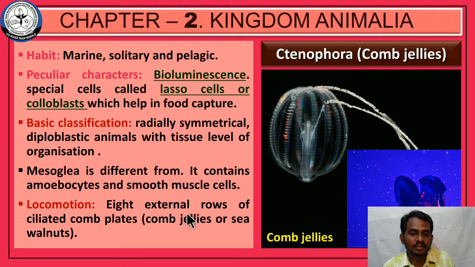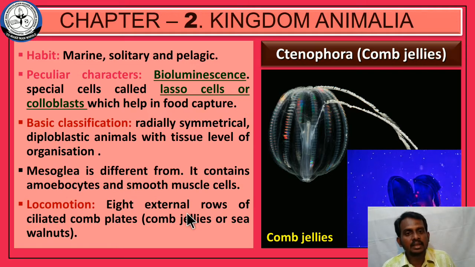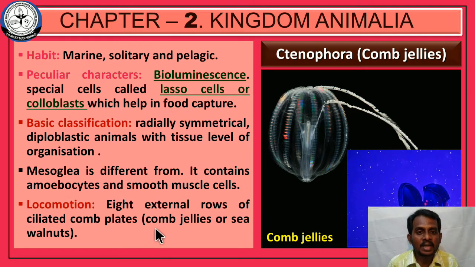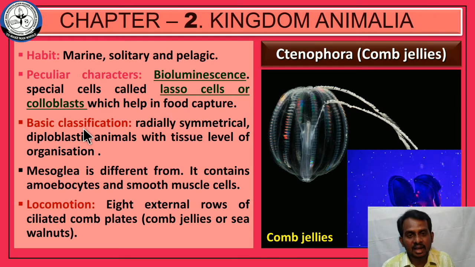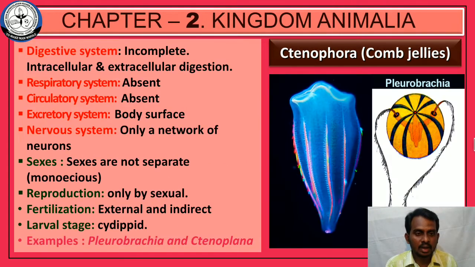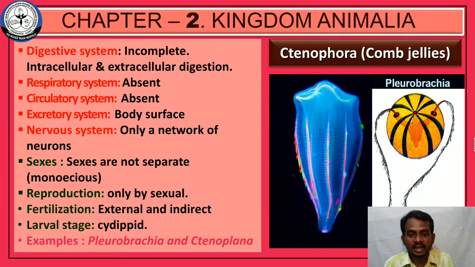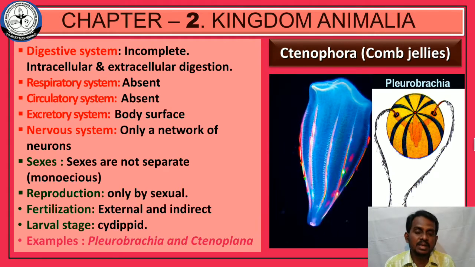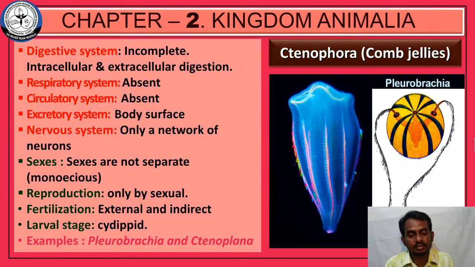A means what? Very good, amoebocyte cells. Then B means bioluminescence, and C means colloblasts, otherwise called lasso cells, and comb plates and comb jellies. C over. Next D. D means diploblastic animal. Then next we go for rat, RAT. R means radial symmetry, A nothing, because we have already mentioned amoebocytes, so there is no other A. And T means tissue level of organization.